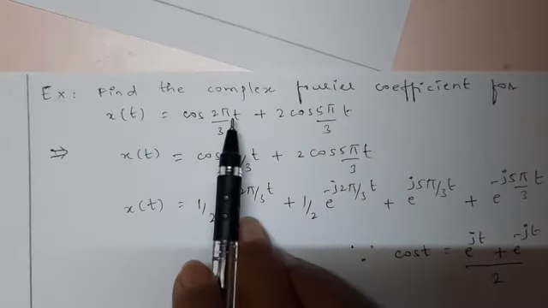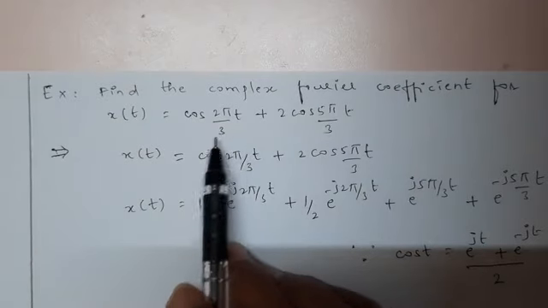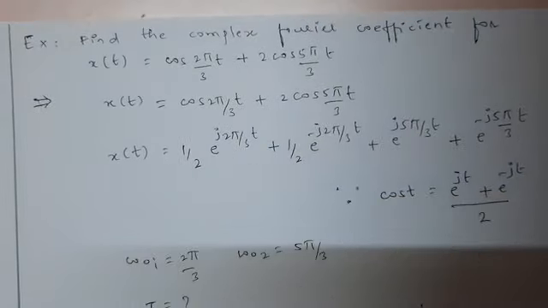So if your example consists of two signals, without any diagram and all, you can go for such methods. Now we'll go for the properties of Fourier series.